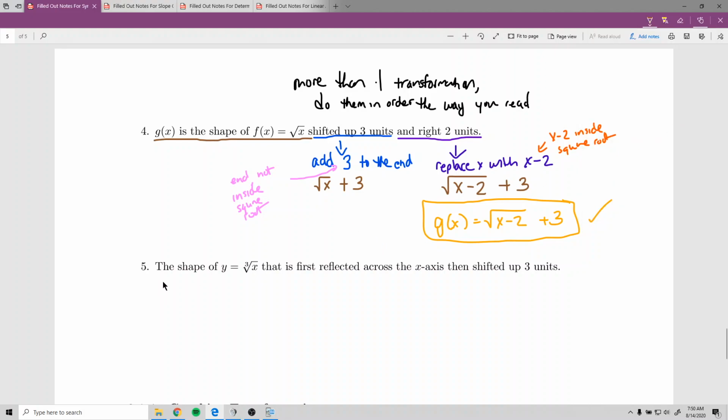Right, now the last one, we have the shape of y equals the cube root of x. That is first reflected across the x-axis, then shifted up 3 units. So reflecting across the x-axis, reflections get a negative, and for the x-axis we put a negative in front of the whole thing.